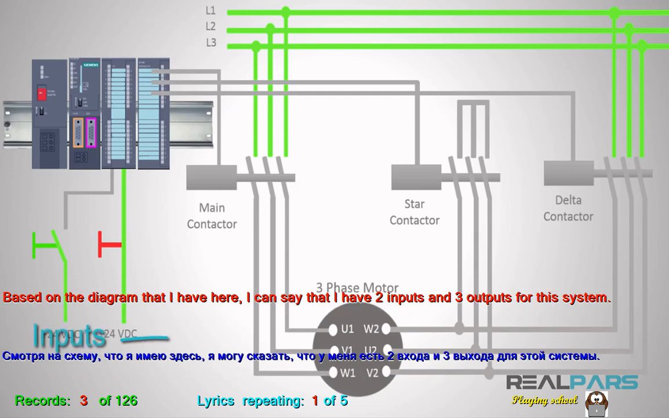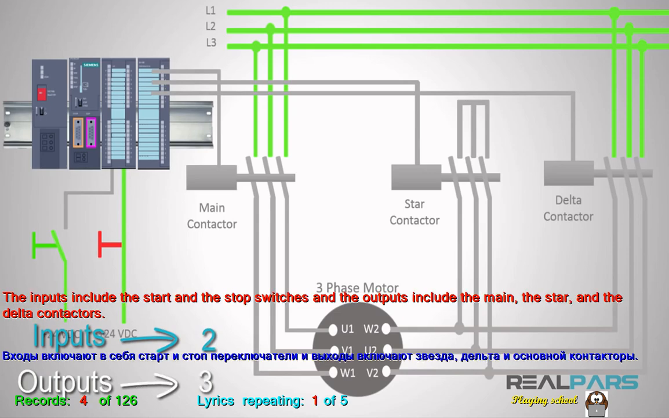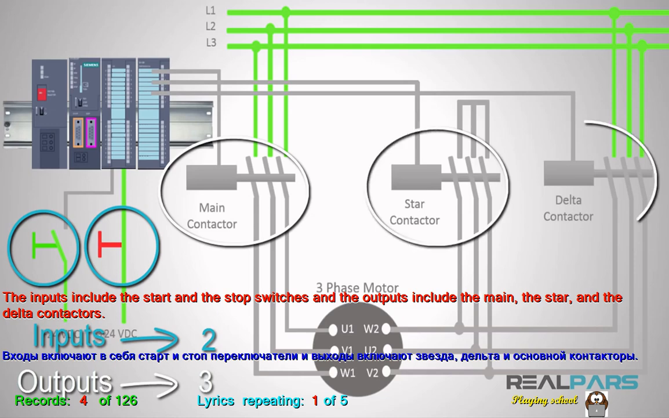Based on the diagram that I have here, I can say that I have 2 inputs and 3 outputs for this system. The inputs include the start and the stop switches, and the outputs include the main, the star, and the delta contactors.